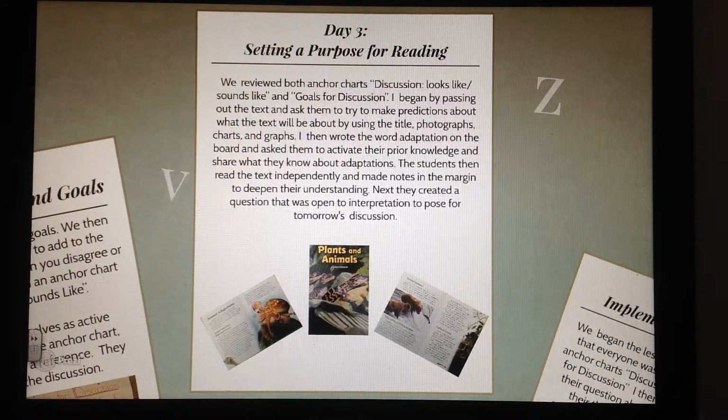Next, I wrote the word adaptation on the board and asked the students to activate their prior knowledge and share their thoughts about adaptations. I decided to read the text aloud to the 3 students that were reading below grade level. The students who read on grade level read the text independently. Both groups were asked to take notes to deepen their understanding. After the students read the text, they created a question about the text that was open to interpretation.